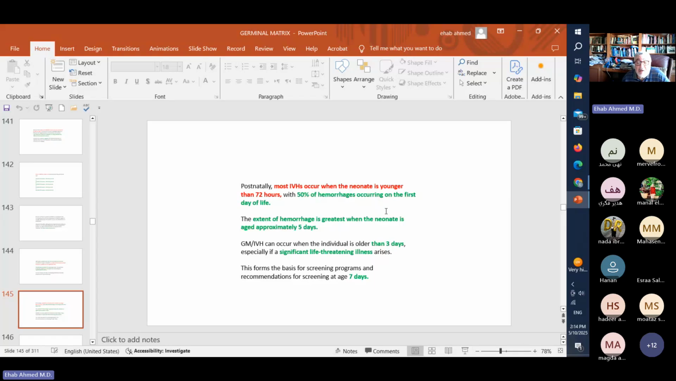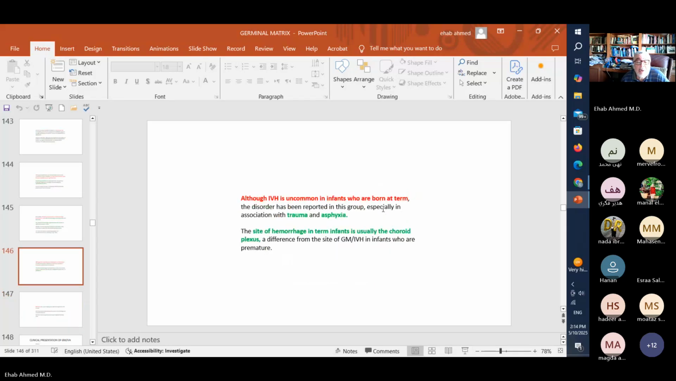If you're seeing a baby who is 10 days or 1 month old, preterm, no GM-IVH before, don't think of GM-IVH now. Okay?